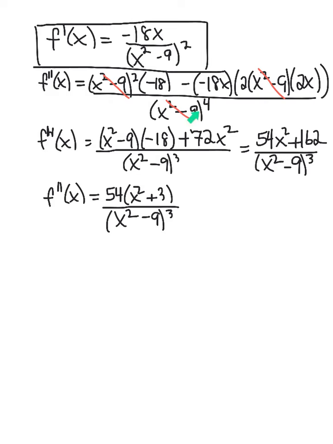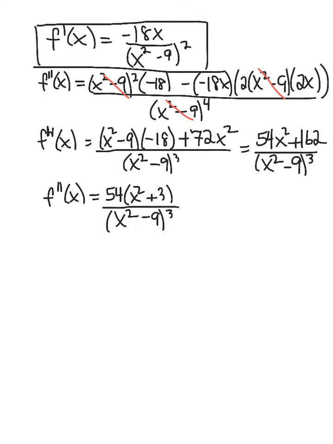Okay, and then this becomes x squared minus 9, that quantity cubed, because I took 1 away from here as well. All right, then all I did here was I distributed this through, so this gave me -18x squared, plus that 72x squared, I got 54x squared. And then I multiplied these two guys, and I got a positive 162. Okay, and then I just brought the denominator along.